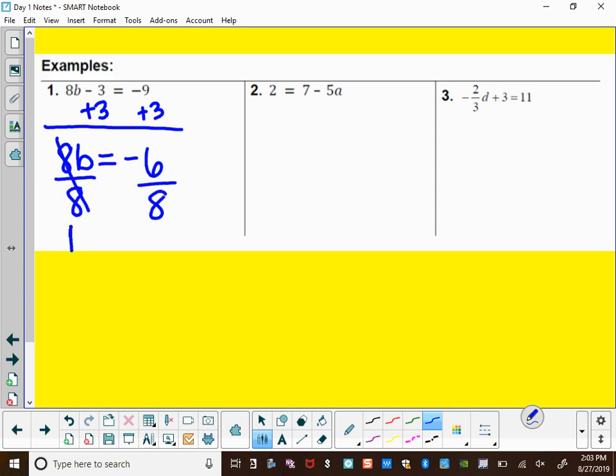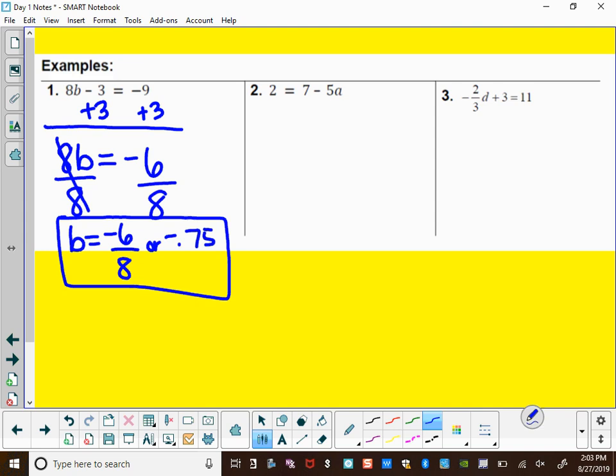Alright? You can leave your answer as a fraction if you want, or you can write it as a decimal. Your decimal would be what? Someone tell me. 7.5. Alright, I want you guys to do 2 and 3. Go ahead, knock them out.